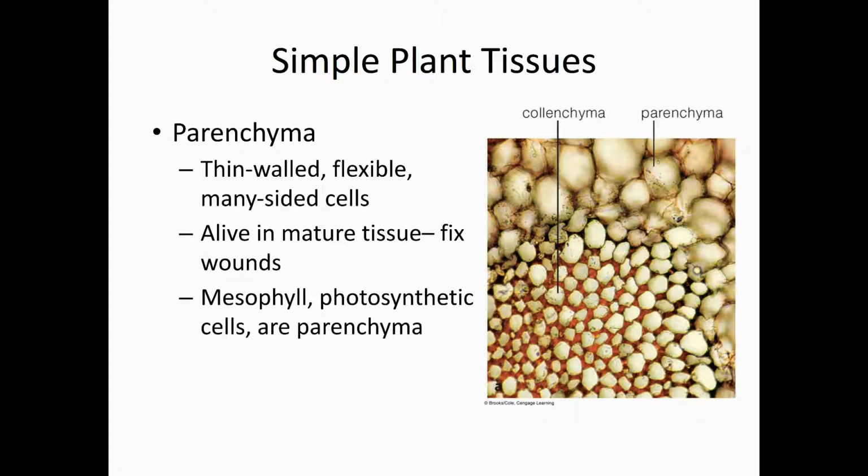Mesophyll is a particular type of parenchyma, and these cells are photosynthetic. So I think of it, P stands for photosynthesis, P stands for parenchyma. Well, no, all the photosynthetic cells in the plant are parenchyma. They don't just do photosynthesis, they do other stuff too.